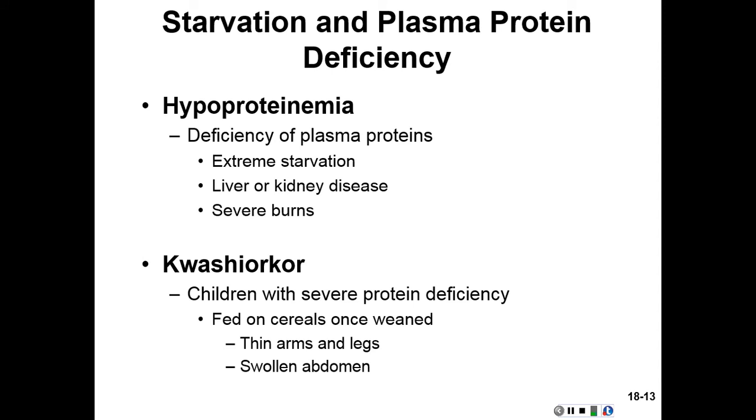Hypoproteinemia is a deficiency of plasma proteins. It occurs when people are going through extreme starvation, kidney disease, liver disease, or have third-degree burns. Kwashiorkor: children with severe protein deficiency have a swollen abdomen and thin arms and legs. A lot of these have protein deficiency.